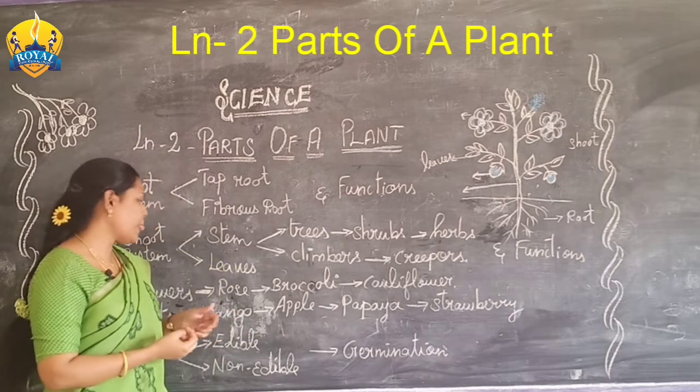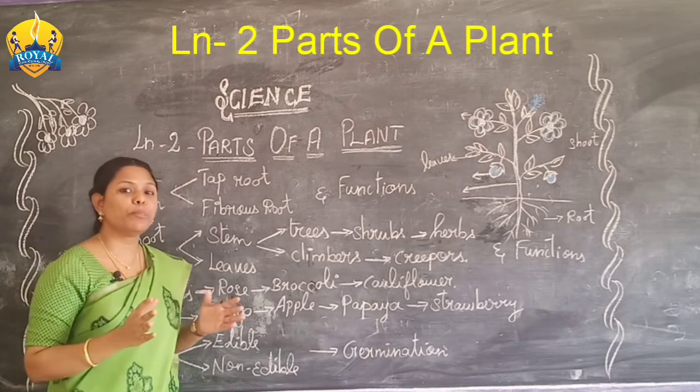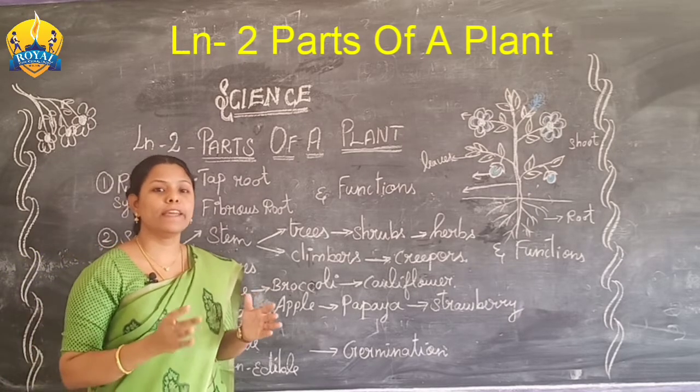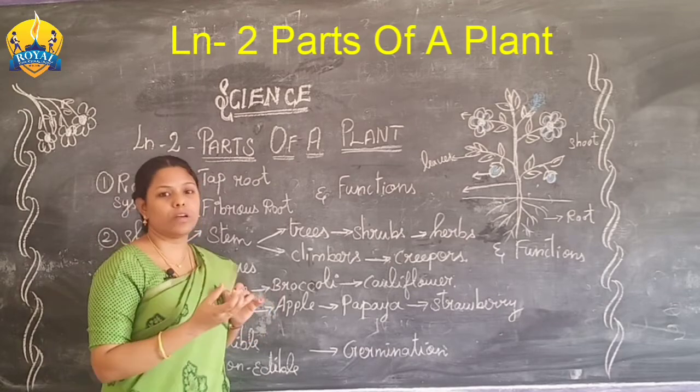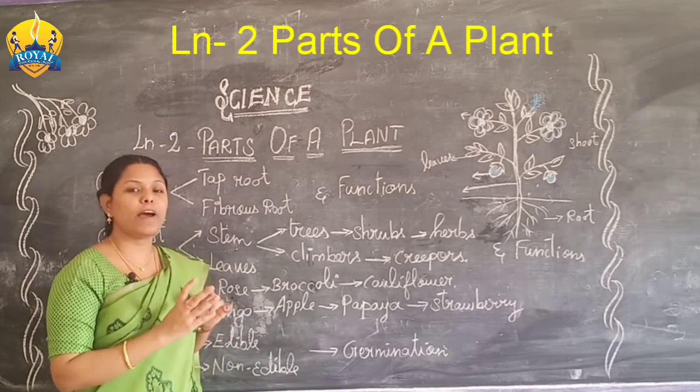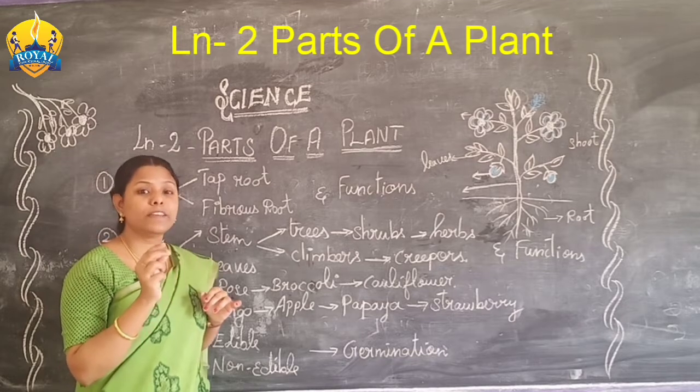After that, fruits. How do fruits form? Fruits form from the flower only. The flower grows into a fruit. Before the flower, it is in the stage of buds.